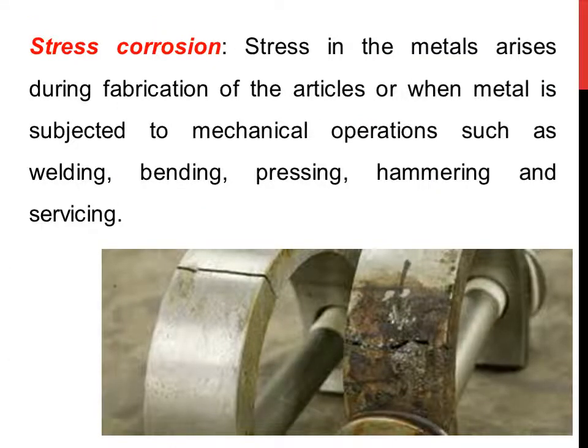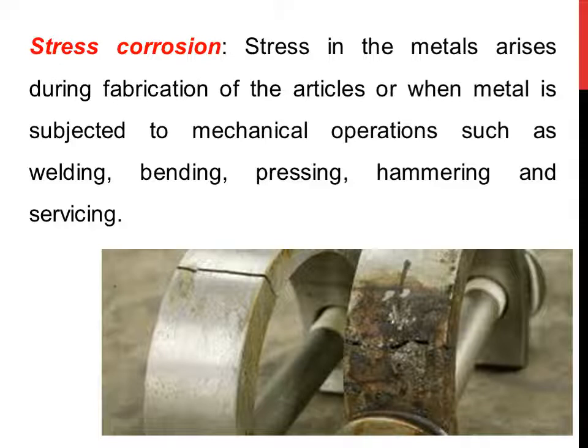Next is about stress corrosion. So stress in the metals, as the name indicates, is the stress or strain in the metal which results in the corrosion process. So such type of corrosion we call stress corrosion. So stress in the metal arises whenever there is a fabrication of the article, or when the metal is subjected to mechanical operations such as welding or bending, pressing, hammering and servicing process. So during the welding or the bending process, obviously the temperature of the metal body will also be higher. So these all factors will contribute to the corrosion process.